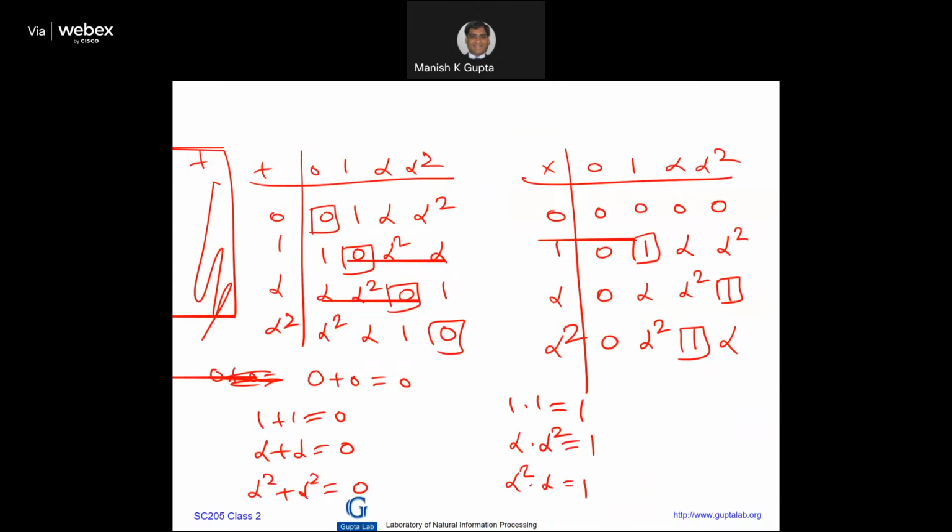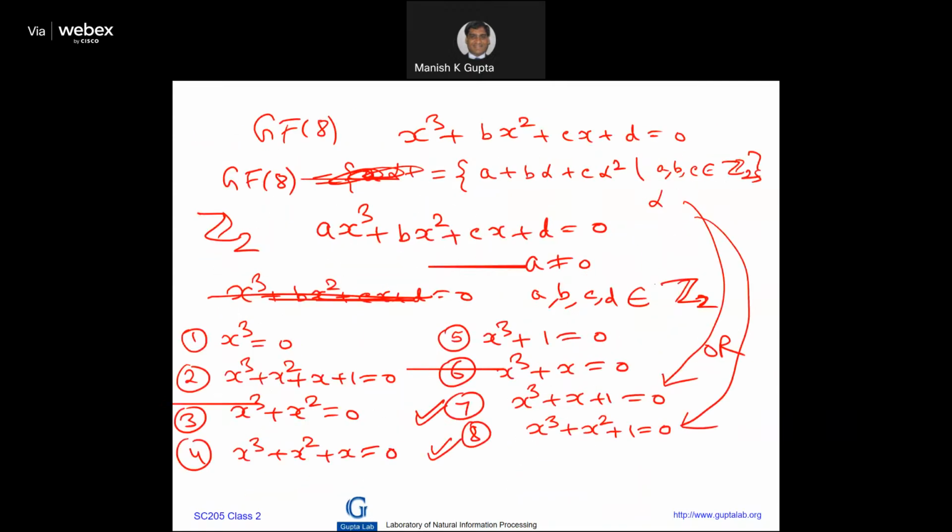Anyway, so this was a field with 4 elements, and we were looking at it. So let me try to do the calculation for the equation x cube plus x plus 1. I hope some of you have already done it, but just see what happens here.